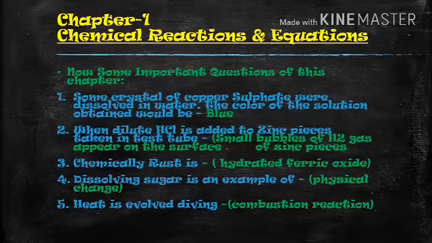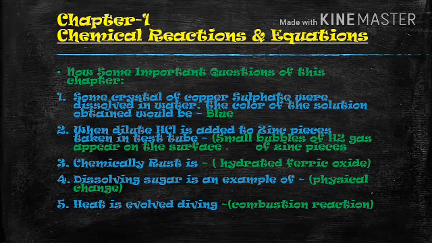Now we should have a small overview and some important questions on this chapter. First one is, some crystals of copper sulfate were dissolved in water. The color of the solution obtained would be blue. Blue is the answer. Second one, when dilute HCl is added to zinc pieces taken in a test tube, then small bubbles of H2 gas appear on the surface of the zinc pieces.